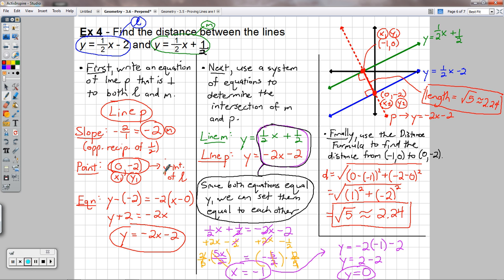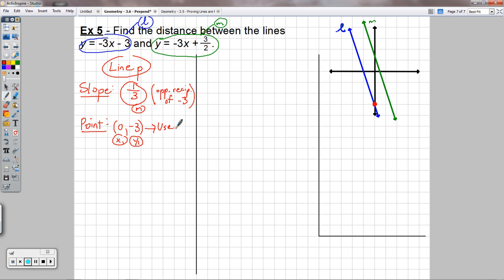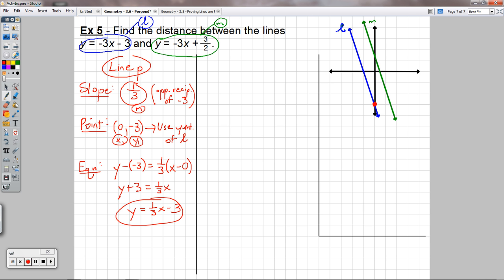So back here, we were saying use the y-intercept of L. I'm going to do the same thing here. I used the y-intercept of L. I could have used the y-intercept of M, but I'd rather deal with this number than a fractional number. So the equation for this is going to be y minus y1 is y minus -3, m is 1/3, and x minus x1 is x minus 0. This is y plus 3 equals 1/3 x. Subtract 3 from both sides, and you've got your equation for line P, the perpendicular line connecting those two.